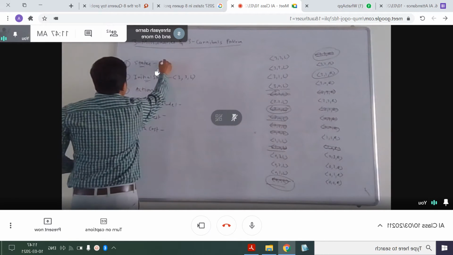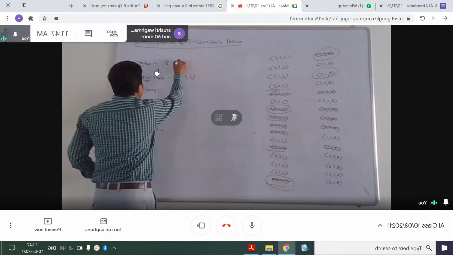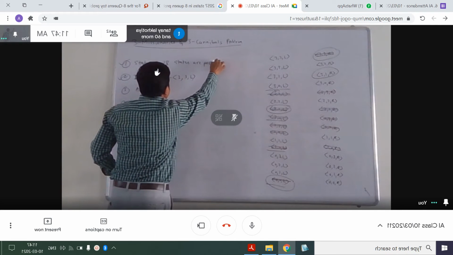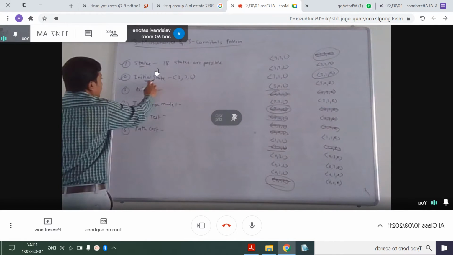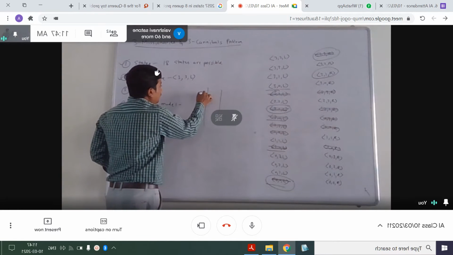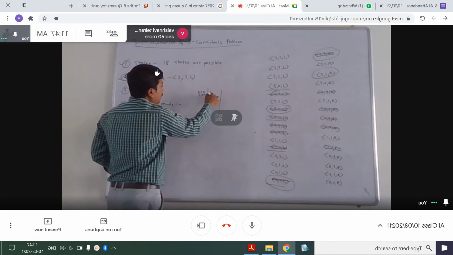So states are 18, which are indicated here. So 18 states are possible. Initial state would be this one, 33L. That means 3 missionaries and 3 cannibals, and boat is on the left bank.